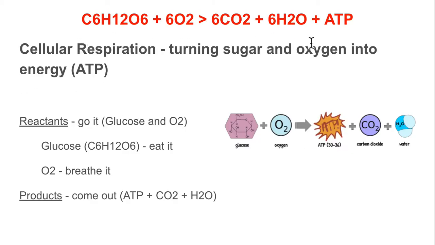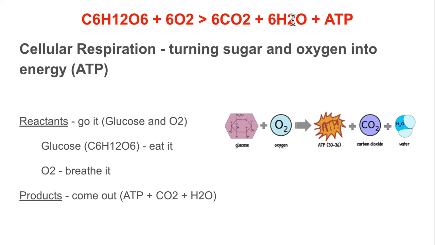So here is cellular respiration. This is the equation for cellular respiration. And it is basically the same as photosynthesis, except I switched my reactants to my products. So what goes into cellular respiration is going to be the glucose and the oxygen that was made by photosynthesis. So we eat glucose, we breathe oxygen. And the whole purpose that we do that is to make energy, make ATP. And then something else comes out, which is carbon dioxide and water.